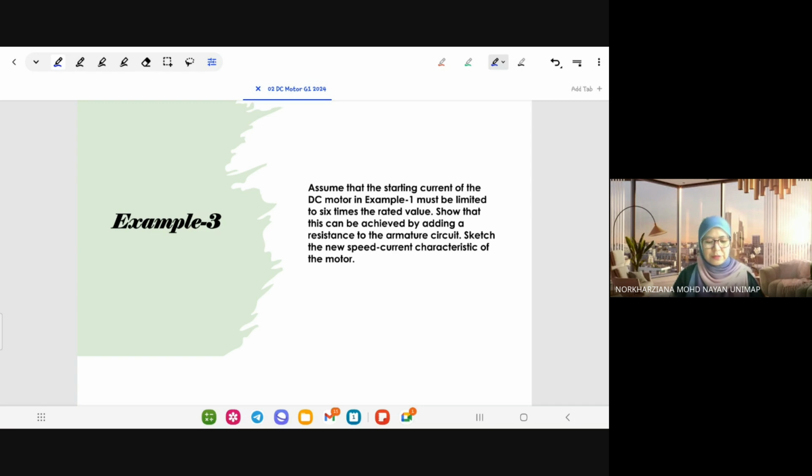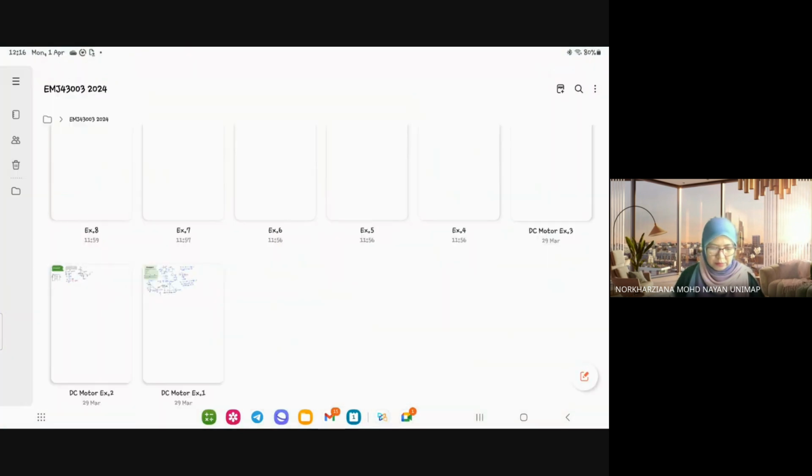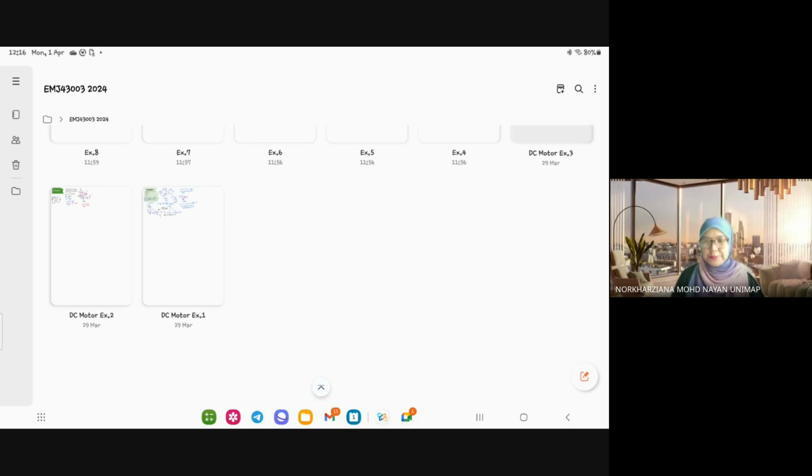So let's proceed with example 3. Example 3 is still using the same example 1, initial lah, so that it's easier for you to make a reference from example 1 to example 2. Example 2 kita buat apa? We change the VT, right? So let's take a look. Untuk example 3, what should we do?